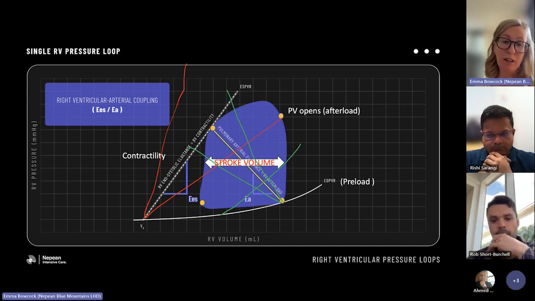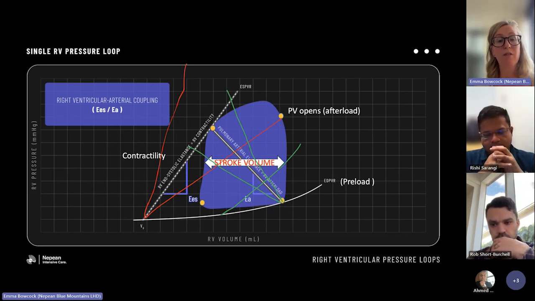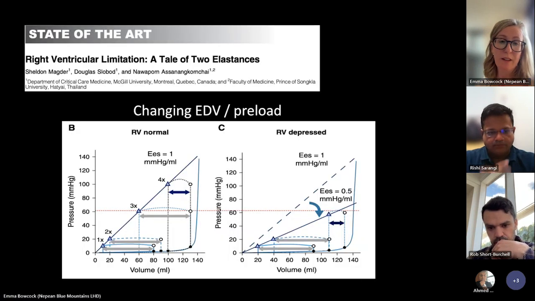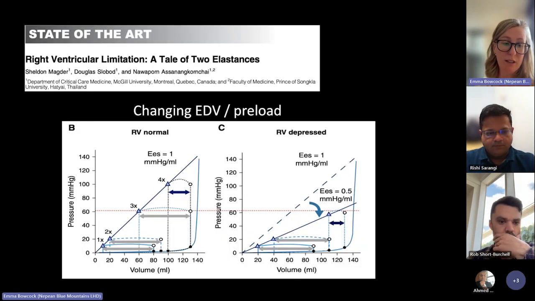Okay, and normal values are between 1.5 and 2 because your RV is a very efficient ventricle, and so it has lots of reserve essentially. So that ratio is between 1.5 and 2 in health. This is a lovely paper if you want to understand more about coupling and really RV function, which is by Sheldon Magda, called The Tale of Two Elastances. And this just shows what I was trying to show there with the pen.